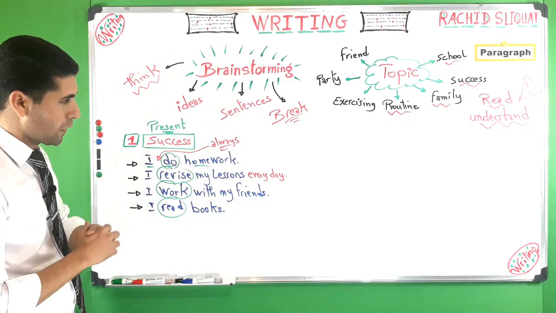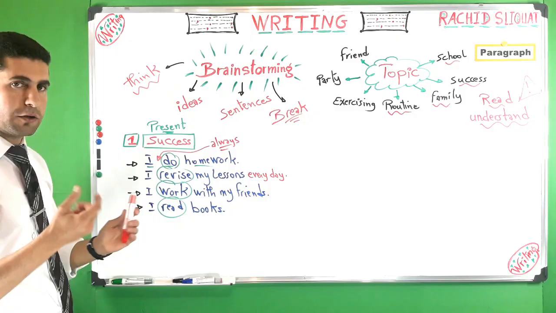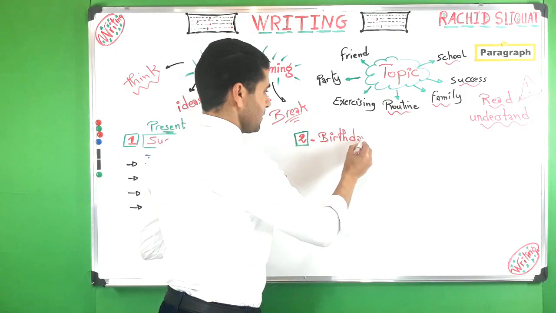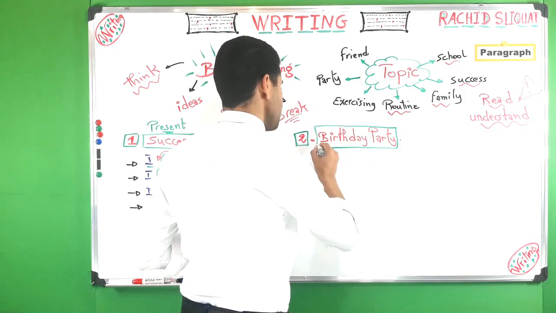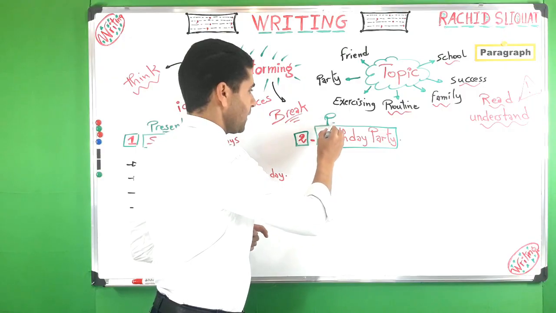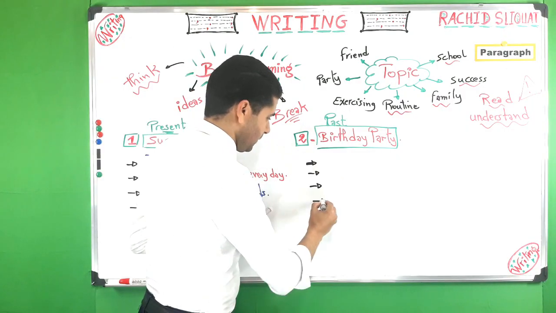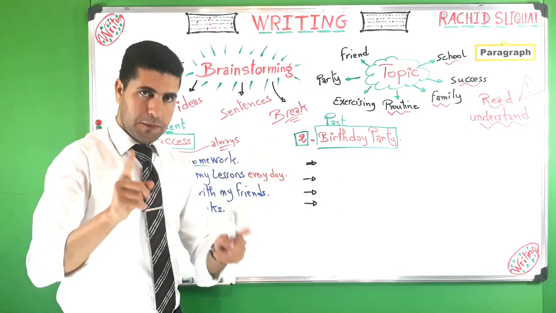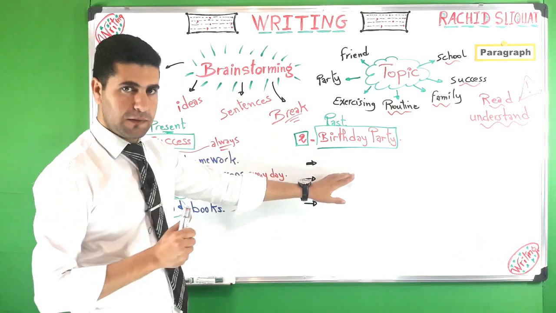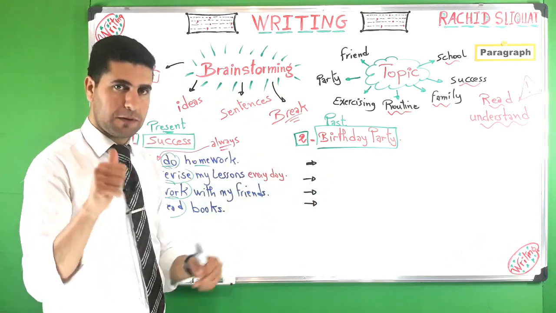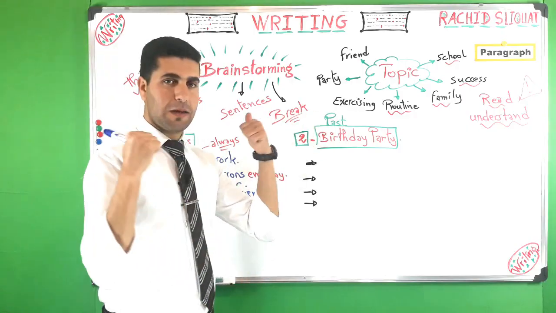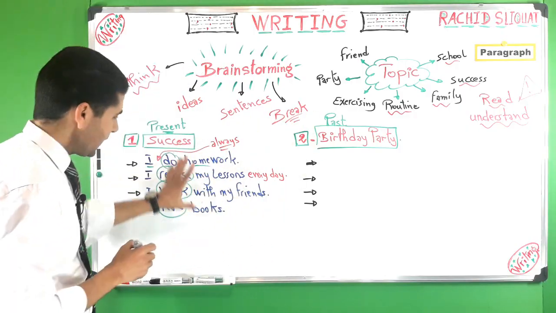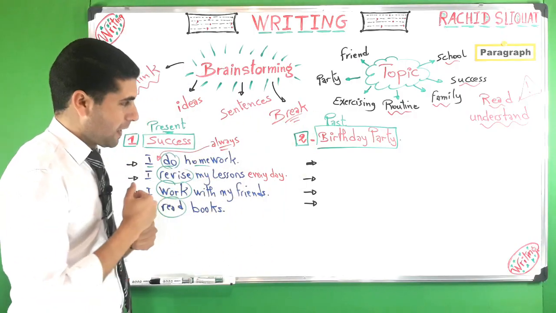Now let's take another topic. This was number 1. Let's take number 2: birthday party. This is something to do with the past. Now you can pause and try to write sentences about your birthday party that you had in the past. Try to write sentences like we did here. And we can do that together.